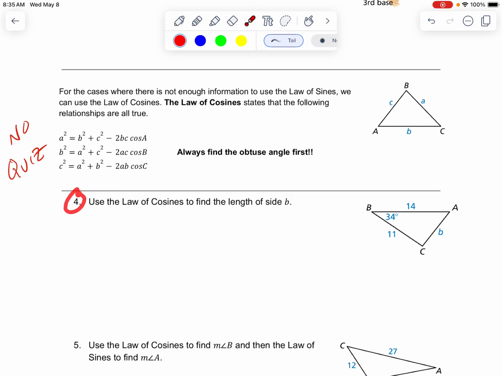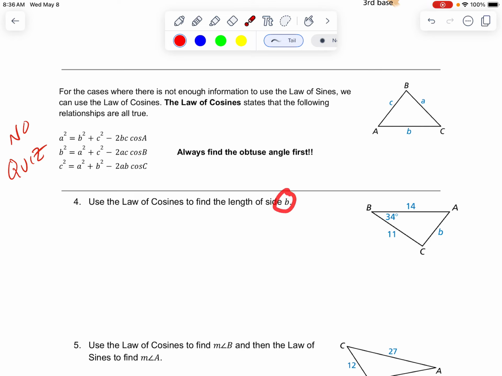So for example, if we look down at number 4, this says use the law of cosines to find the length of side B. So I've got two sides and an angle, but I want to find this other side. This isn't a case where we would be able to use law of sines just because there's not enough information given, so we would have to use law of cosines.